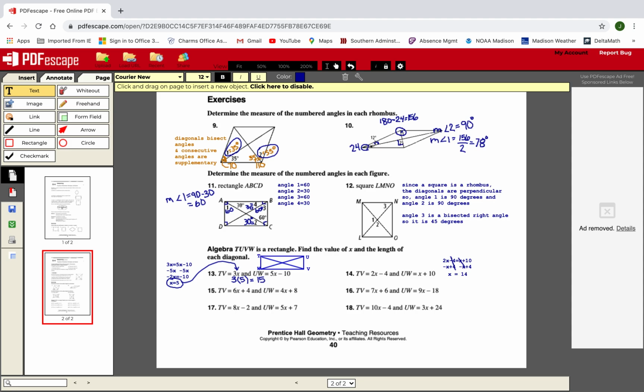Now that we know what x is, we can substitute that back in and find the length of our diagonals. So here I have that x is 14. I'm going to plug that right back in right here. Okay, and I know that our diagonals are 14 plus 10, which is 24.